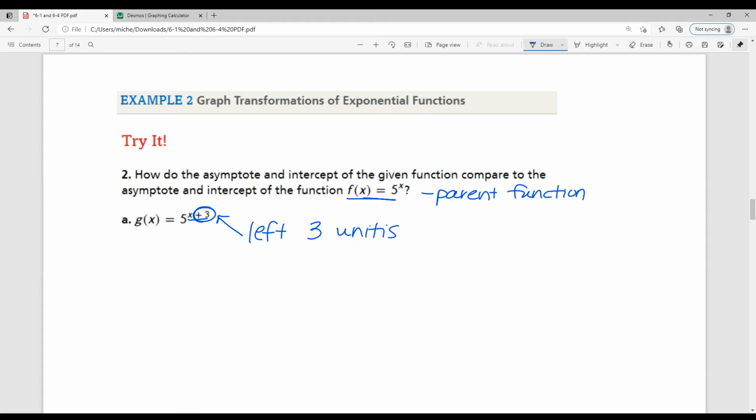So 5 to the x, okay, so I think 5 to the x, that is a growth function. It's going to kind of look like this. I know 5 to the 0 is 1. So I know that here's a rough estimate. And then I also know it has the point when x is 1, y would be 5. So I'm just going to sketch this in. No, sorry, when x is 1, y is 5.